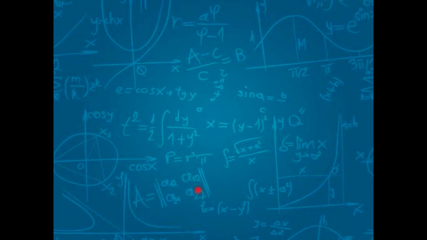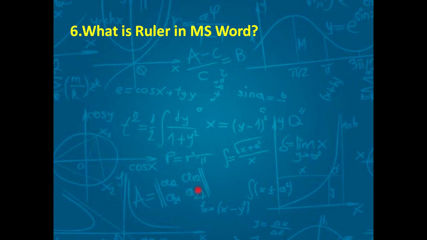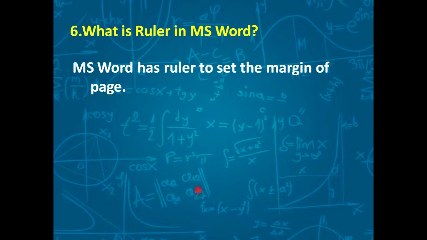Next is question number 6. What is ruler in MS Word? As I told you, I have shown you in the picture what a ruler is, but I tell you again. MS Word has a ruler to set the margins of the page, as you apply in your notebooks. Margins make it beautiful and make proper lines, to adjust the spaces left and right, up and down. Everything is called your margin. So we don't start our page from the very top of the notebook or the paper. We always leave some space, and after that we start writing, and we apply the same on the left and right.